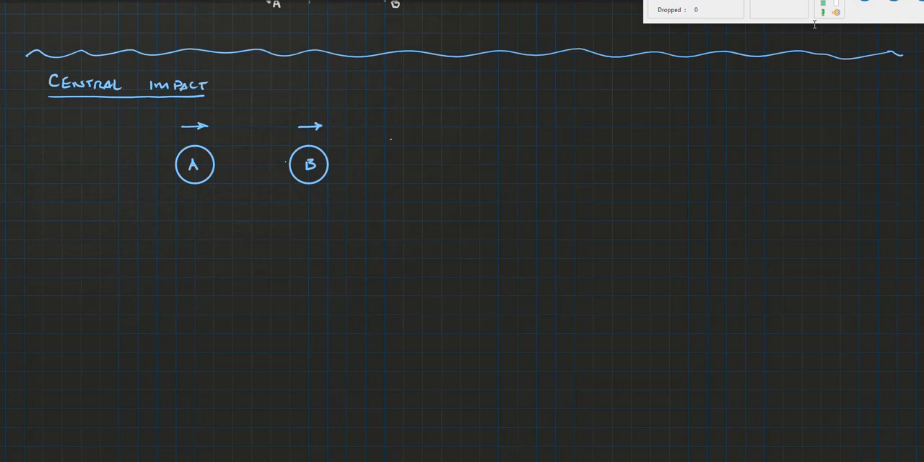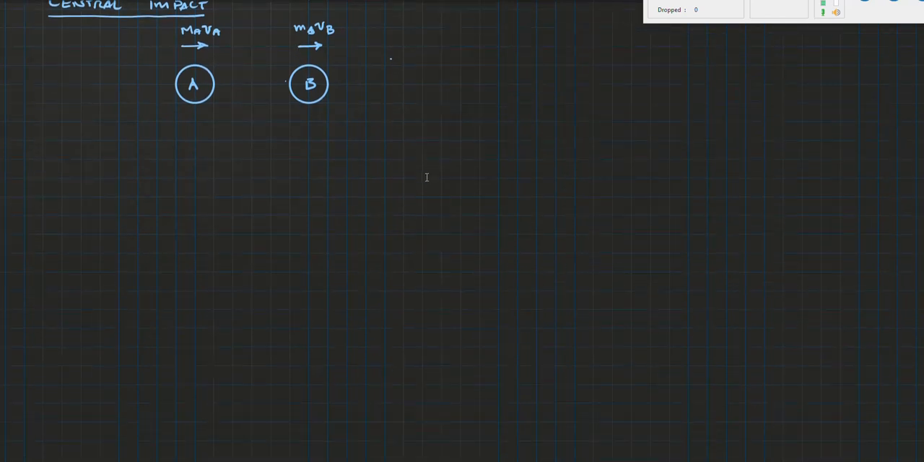So let's say we have two objects moving along a line, and the momentum of the first object is MAVA, and the momentum of the second object is MBVB. And in this example here, B will be moving slower than A so that they contact each other. If B was moving faster than A, they would never impact. So this is the sort of situation that occurs. So A and B impact, and deformation starts to occur.